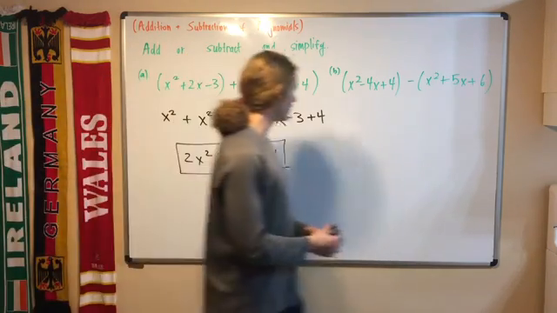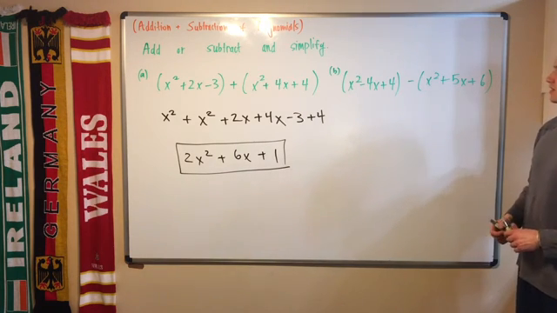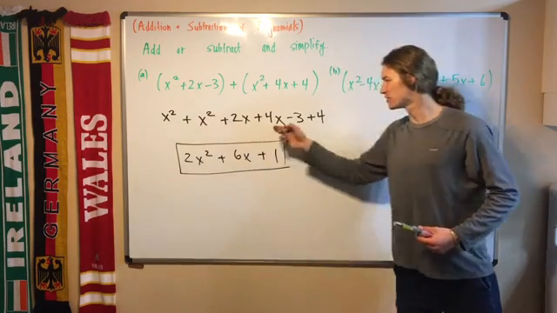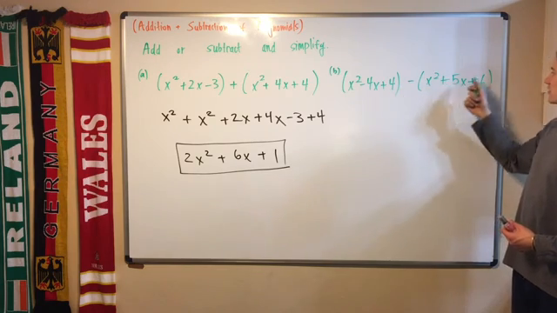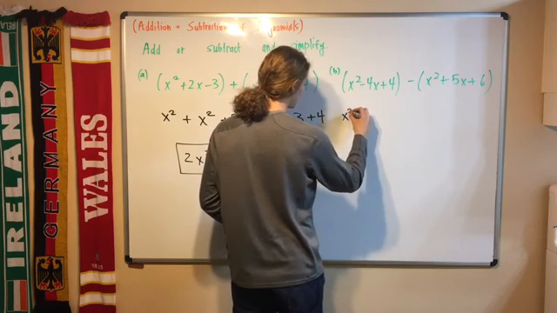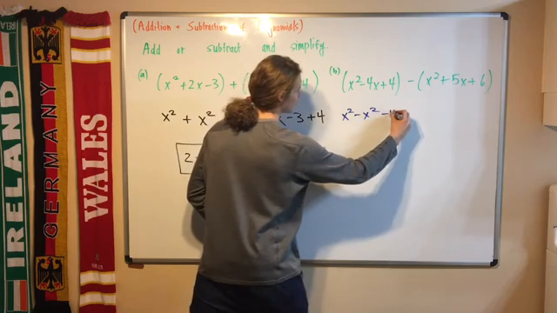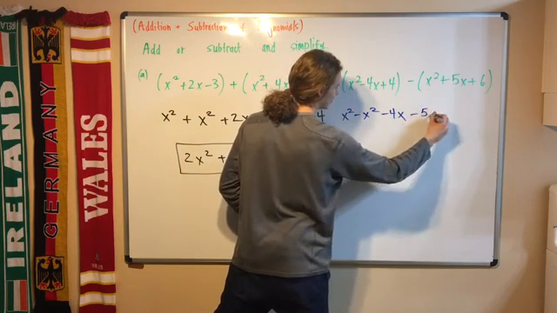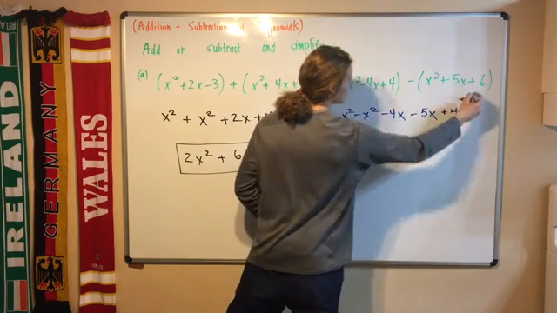Let's look at part B. Now we have the subtraction of polynomials, or the difference of polynomials. So what I'll do is I'll rewrite it similarly, with the like terms beside one another, and additionally I'll distribute this negative sign to all the terms in my second polynomial. Notice I could write this then as x squared minus x squared minus 4x minus 5x plus 4 minus 6.